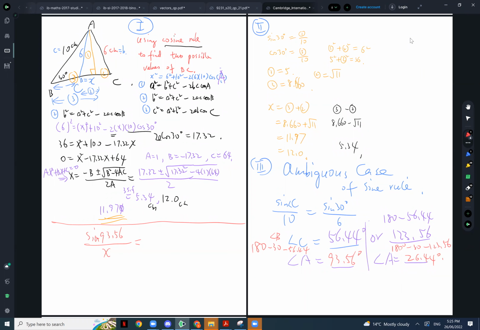If you have two answers, sine 30 over 6. Guys, try to work out x. Sine 26.44, that's angle A, over a, equals sine 30 over 6. What's x? Hurry up. In this single question, we revise a lot of stuff: Pythagoras, SOHCAHTOA, sine rule, and cosine rule. This is a very good question. 1.074.